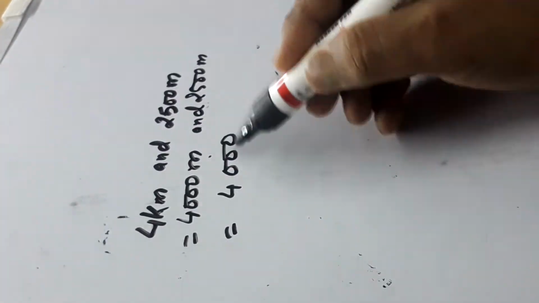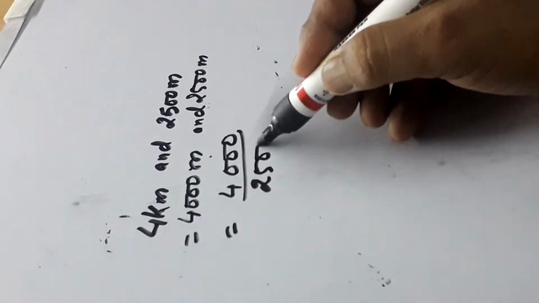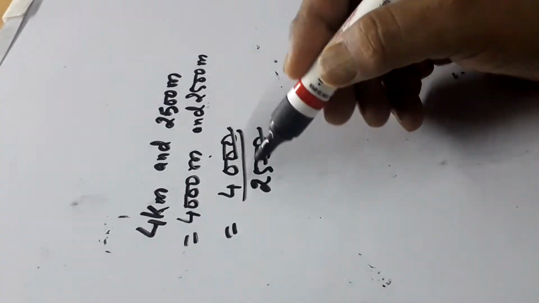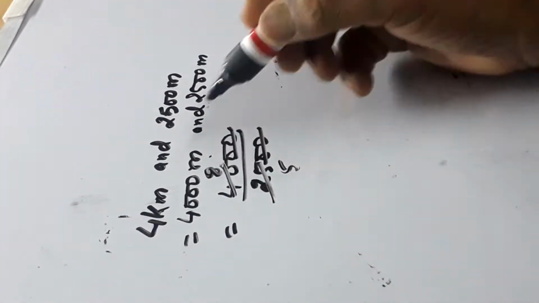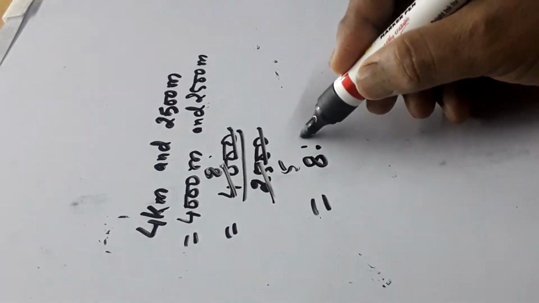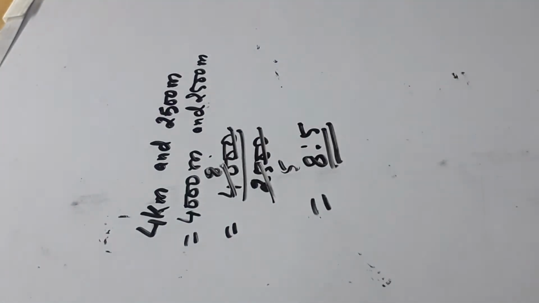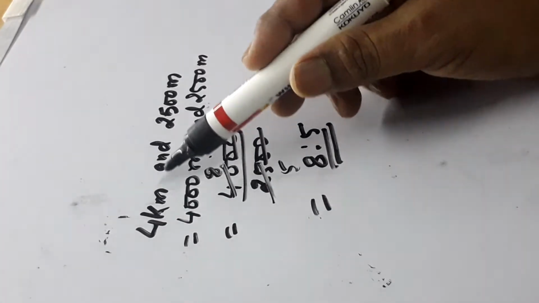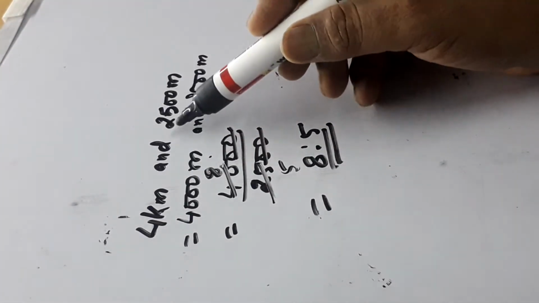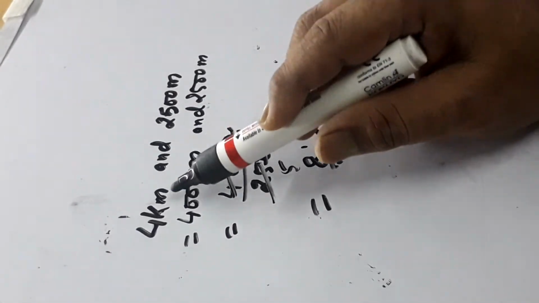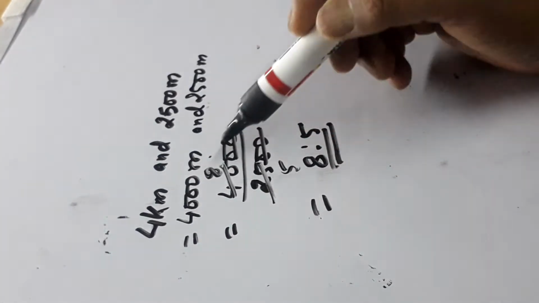Now we will write them in ratio, 4000 upon 2500. We will cancel two 0s here. Again we cancel by 5. 5 fives are 25, 5 eights are 40. Therefore the ratio will be 8 is to 5. In this way, if you want to find the ratio between two quantities of similar type, then we have to convert them into the same unit like we have done here.